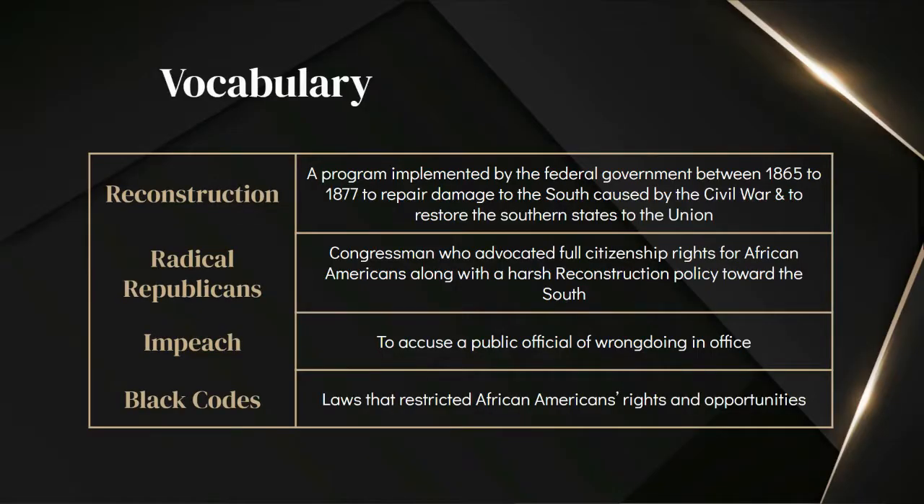Before we begin, let's take a look at some vocabulary terms that are essential for the learning in this part of the unit. Reconstruction is one of the terms, and this is the period from 1865 to 1877, post-Civil War. Radical Republicans is a term that we see here. We'll dive more into that later. Impeach. I know you've heard that term from more recently, but it applies to this unit as well.